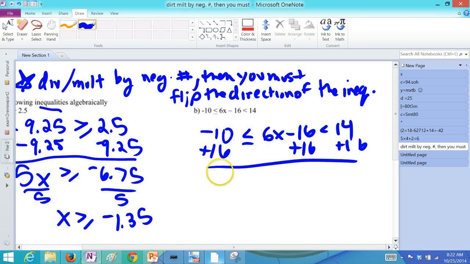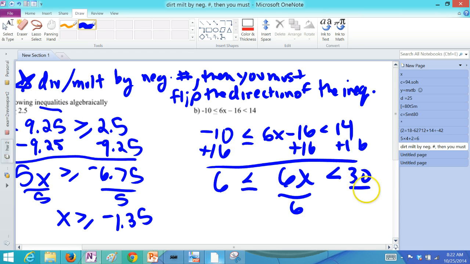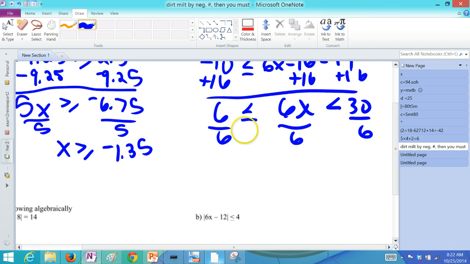Negative 10 plus 16 is a 6. 14 plus 16 is a 30. In the middle, you're left with just a 6x. And then divide all parts by 6. Left hand side, you have a 1. Keep that sign. Middle, you have an x. Right hand side, you have a 5. So you should take all x's between 1 and 5, including 1 but not including 5.